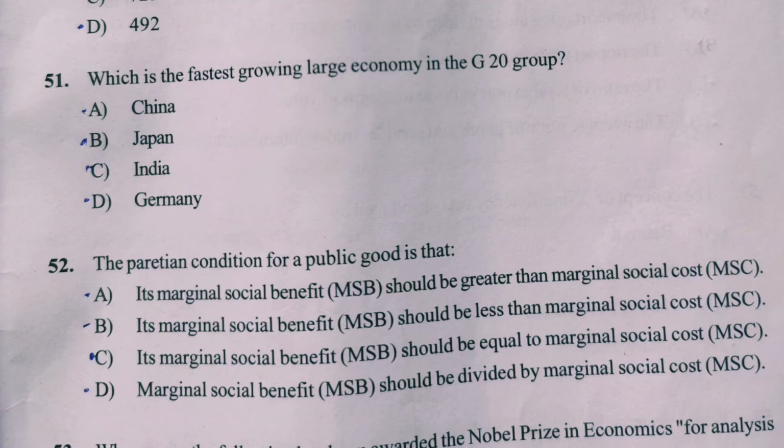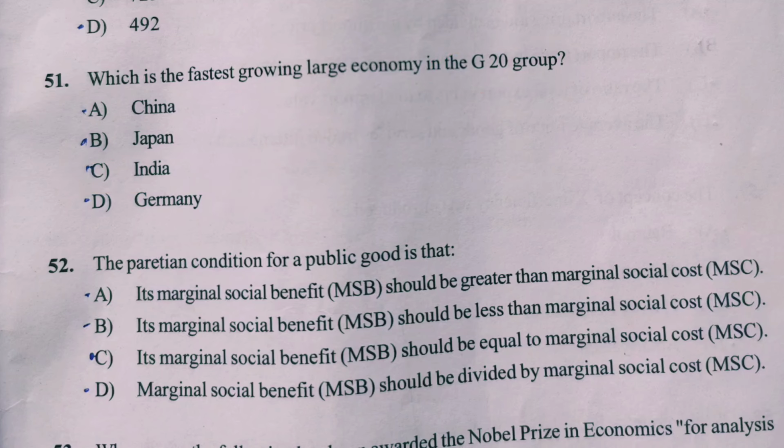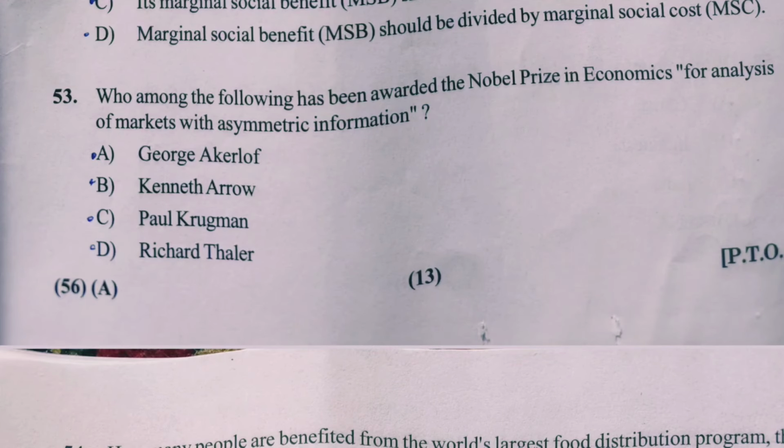Which of the following is the fastest growing economy in G20? So China, Japan, India, Germany. So the correct option is India. Next question is the Paretian condition for a public good is that it is satisfied when the marginal social benefit is equal to the marginal social cost. Okay. Then we have, who among the following has been awarded the Nobel Prize in Economics for analysis of markets with asymmetric information? So it is George Akerlof. That's correct.